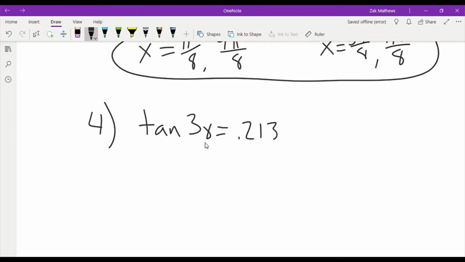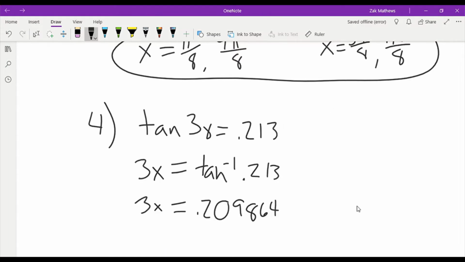And so the first thing that I'm going to do is I'm going to say, when is tangent equal to 0.213? Well, I don't know this time because that's a non-exact value. I don't have a value in the unit circle or the special triangles that will give me that 0.213. So what I need to do is I need to take the inverse tangent. Take the inverse tangent of the 0.213. And when I do that, let's see what we get.